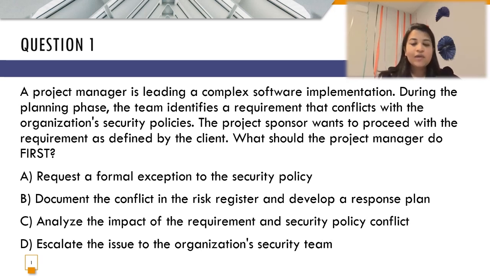Options are: Option A, request a formal exception to the security policy. Option B, document the conflict in the risk register and develop a response plan. Option C, analyze the impact of the requirement and security policy conflict. Option D, escalate the issue to the organization's security team.